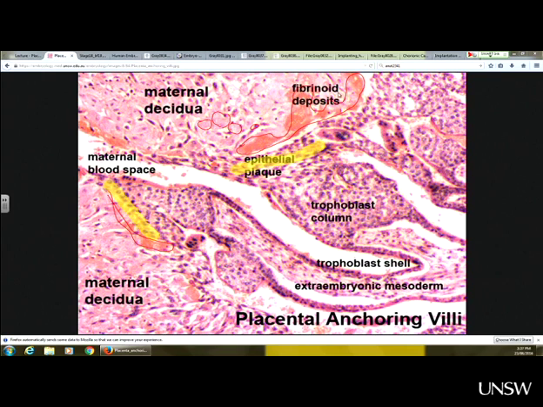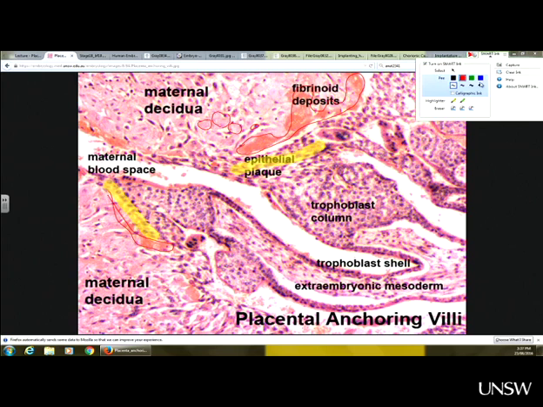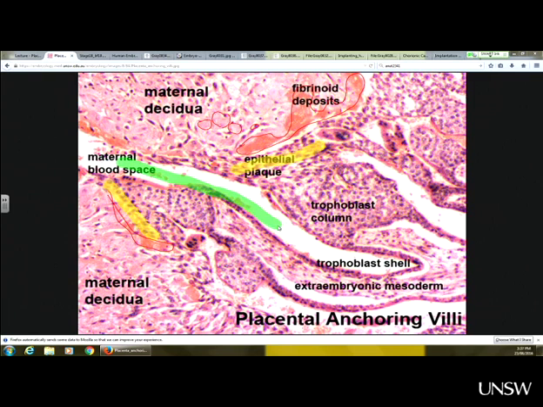Now, between the villi spaces, you can make out these clear areas, and this is where the maternal blood fills these spaces. So this is where nutrients come in from the maternal blood, coming from those open blood vessels, leaking into the spaces between the syncytiotrophoblasts, and it's now supplying nutrients to our implanted conceptus.